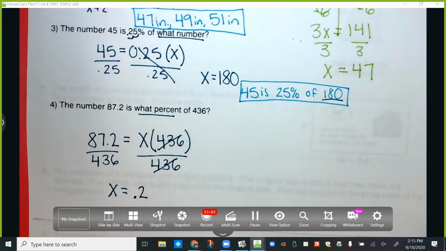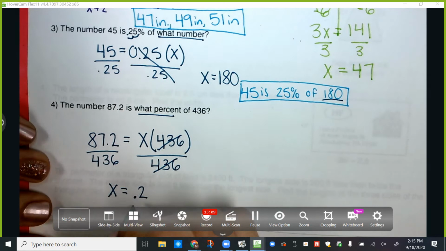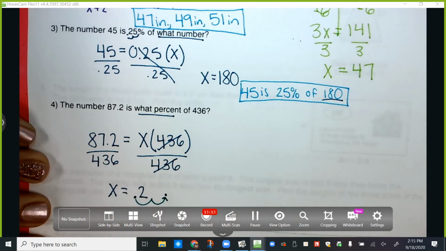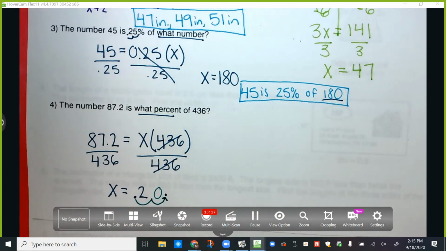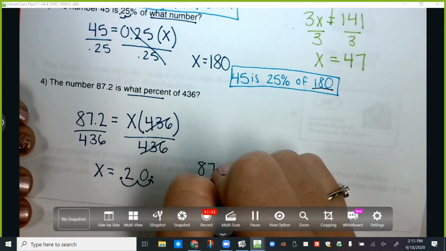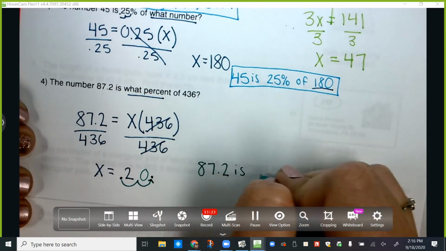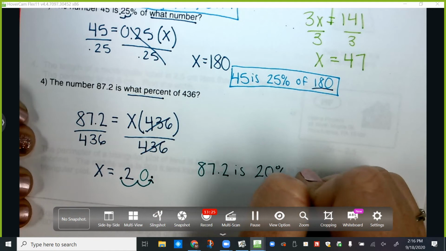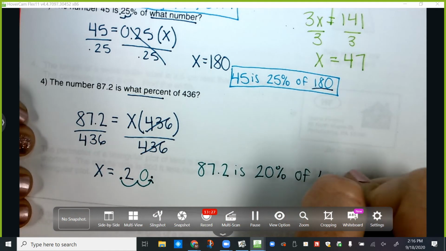Now, if it asks me for percent, do I say it's 0.2%? What do I do to that? Can't we just move the decimal back over to the right now? Well, technically that's multiplying by 100. Okay, you can do either way. So it's 20%. So 87.2 is 20% of 436.